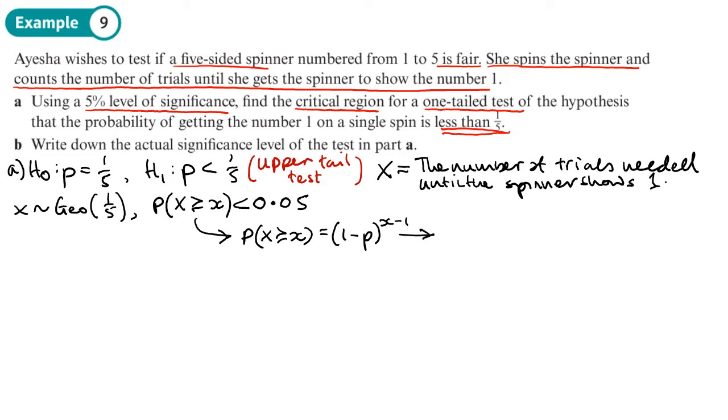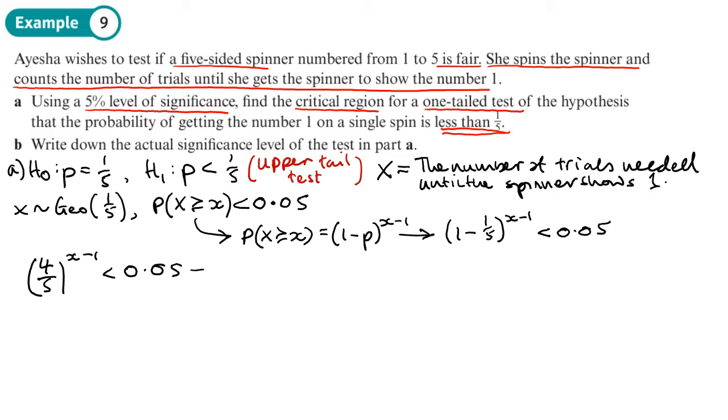So let's now put those numbers in. So now it's 1 minus p, which is a fifth, to the power x minus 1. So x is what we're trying to find, is less than 0.05. So that is 4 fifths, or 0.8, to the power x minus 1 is less than 0.05.